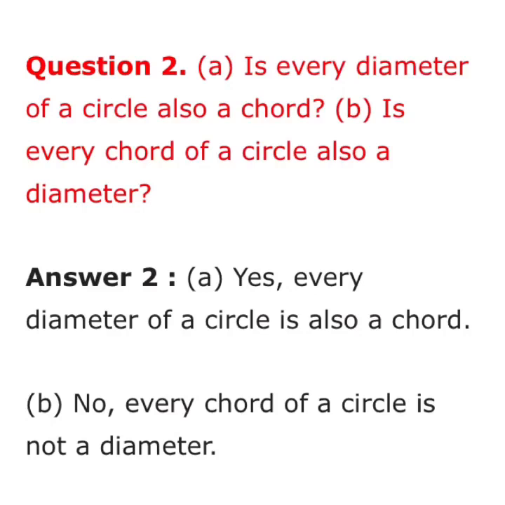The diameter of a circle is the longest chord in the circle. Now the second one is, is every chord of a circle also a diameter? Children, this statement is false. No, every chord of a circle is not a diameter.